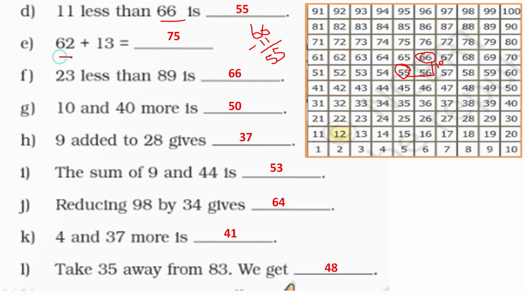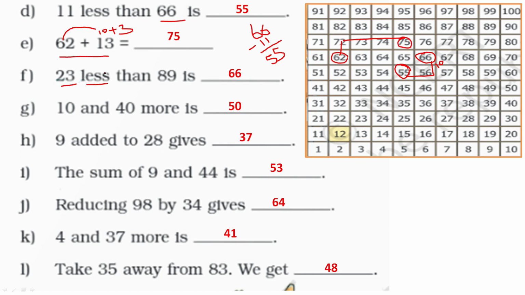For example, 62 plus 13. First go to 62. Where is 62? Here. 13 means 10 plus 3. So first 62 plus 10. For that, one step up. Then 3 steps to the right side: 1, 2, 3. The answer is 75.